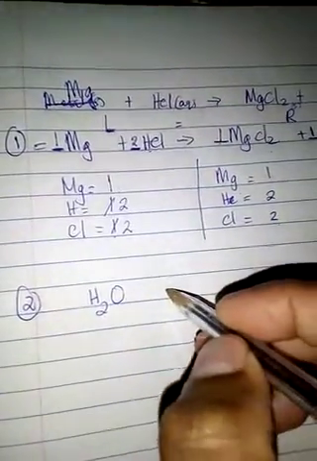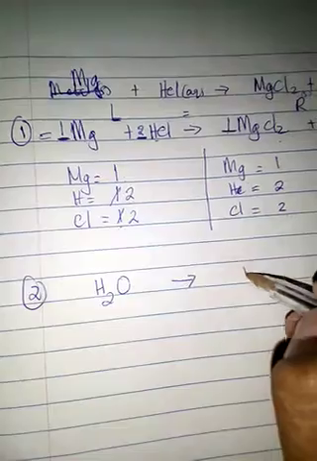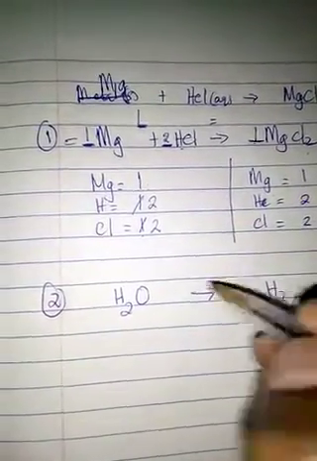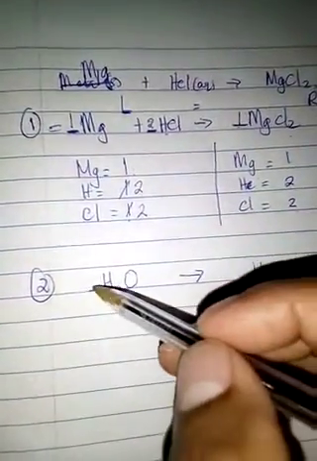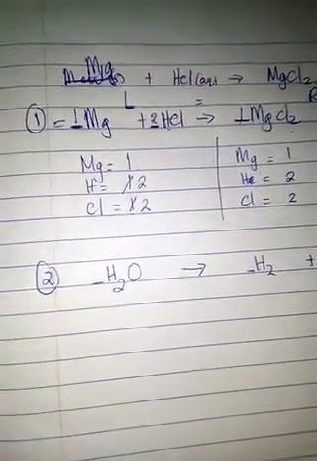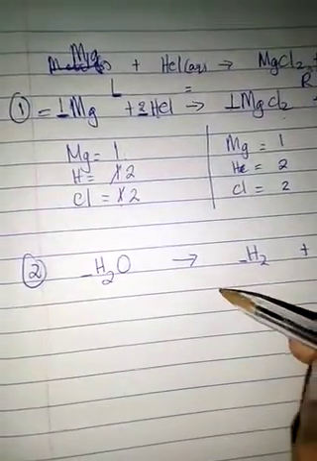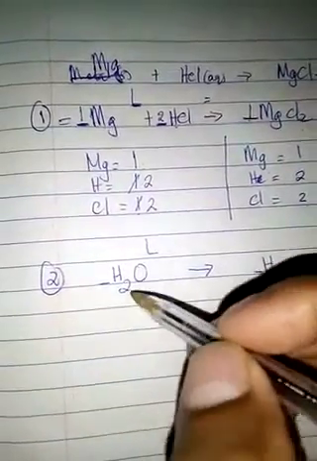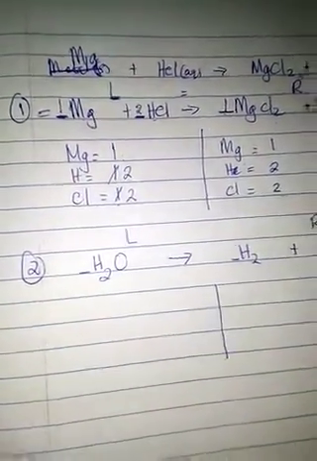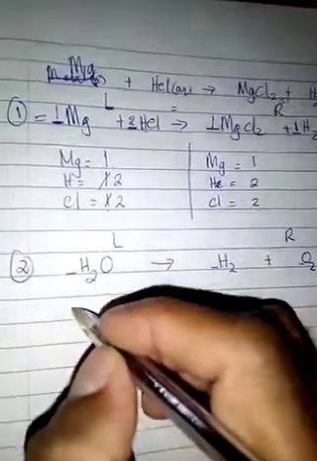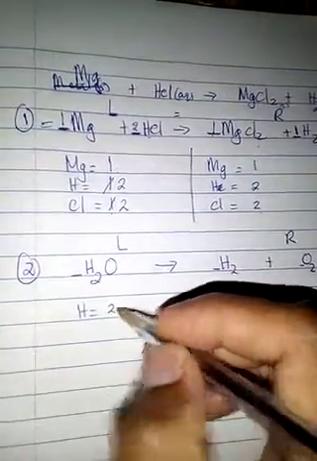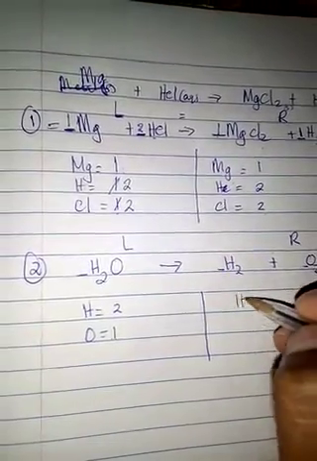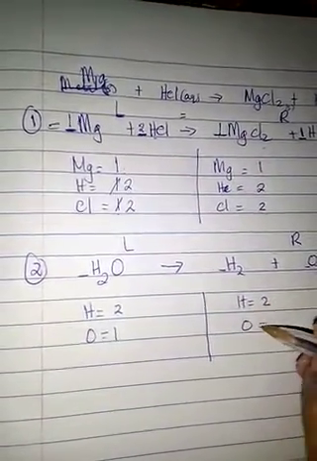Number 2, how about if you have water molecules, H2O, dissociate or break down into hydrogen and oxygen molecules. Now if you want to balance the chemical equation, you need to add numbers in front of these molecules. As I've said, you need to differentiate left and right. As a matter of practice, write down what you know. So we have hydrogen 2 over here, oxygen 1. On your right we have hydrogen 2, oxygen 2.